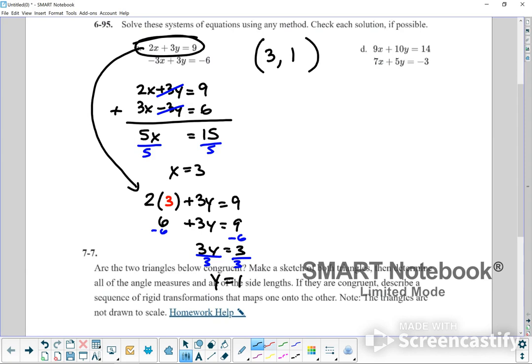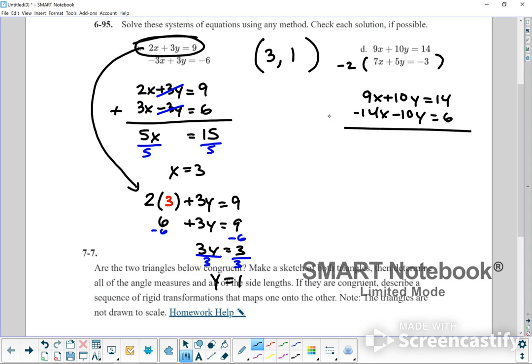All right, looking at D. So there's no opposites and there's nothing that's already almost set up. So I think I'm going to just go ahead and multiply that bottom equation by -2 because that will give me -10. So by doing that, the top equation stays the same, so I'm going to copy it down. My bottom equation is now going to be -2 times 7 is -14x. -2 times 5 is going to give me -10y. And -2 times -3 is going to give me 6.